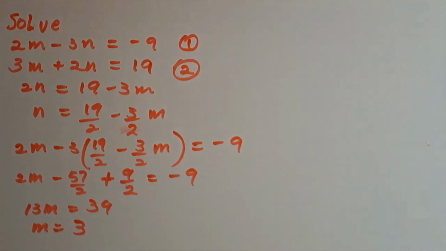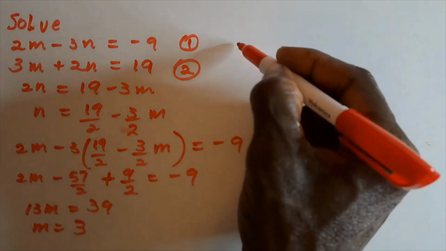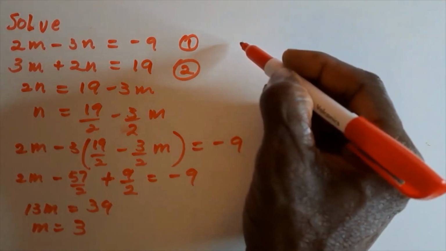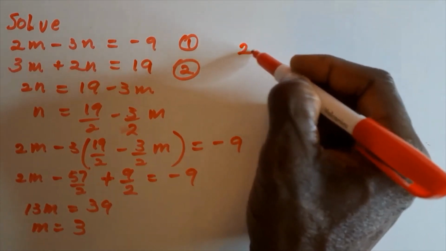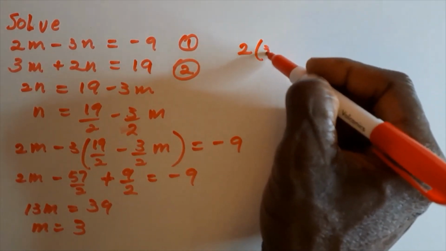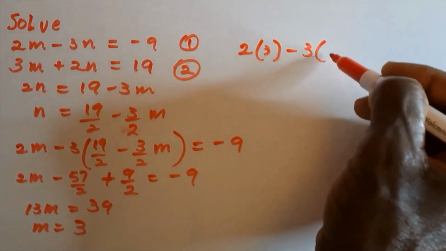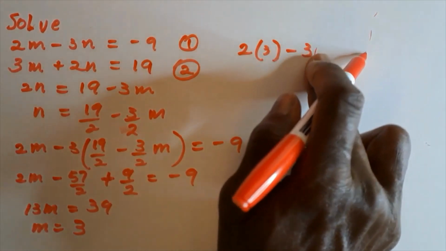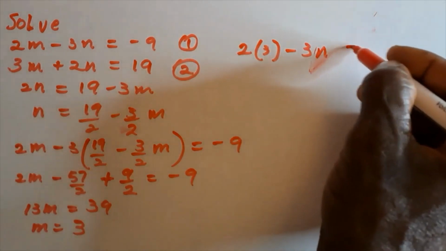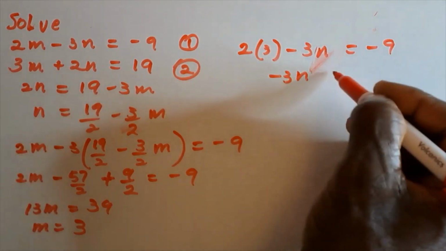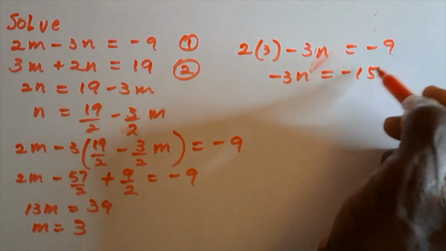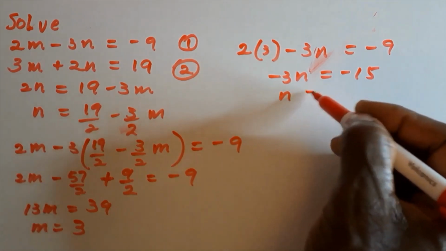How do we know if we're correct? Well, we'll come to that. First we have to find n, and we'll substitute in equation 1. So we have 2 times m, which is 3, minus 3n is equal to negative 9, and that gives us minus 3n equal to negative 15, so we know n is equal to 5.